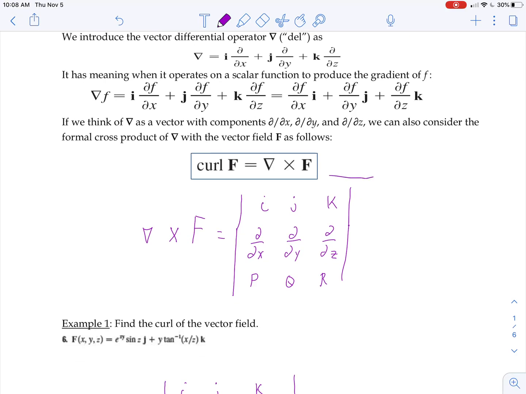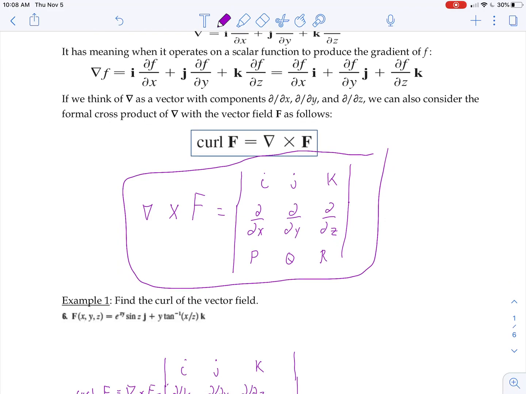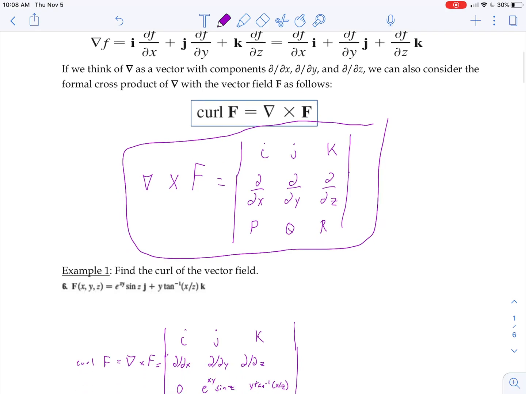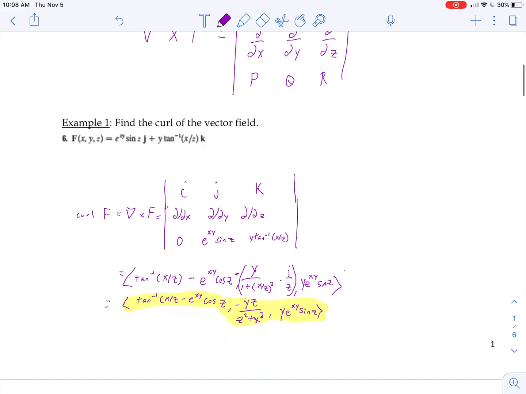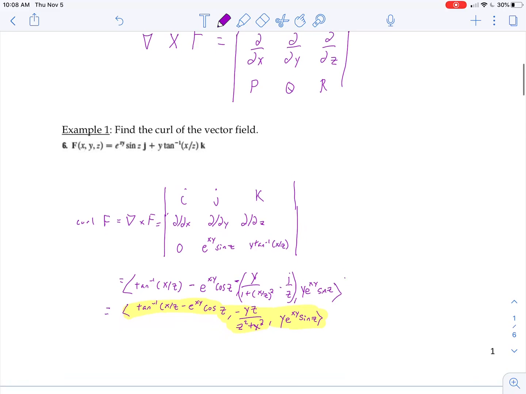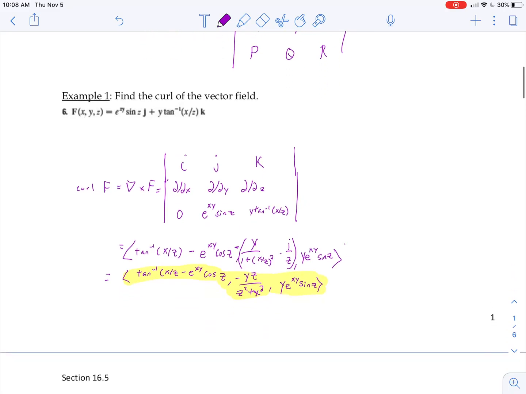But here's a faster way of understanding and remembering what the curl of F operation is. All we're going to do is find the curl of the vector field. Again, we're writing this as the cross product of del and F. When we do that, we're just plugging into the formula.